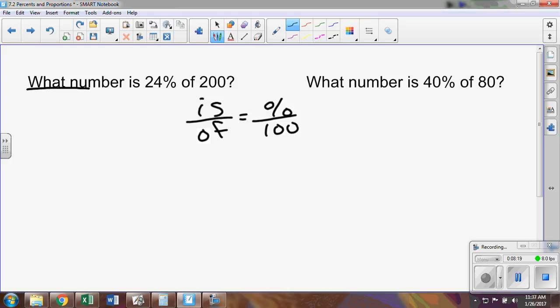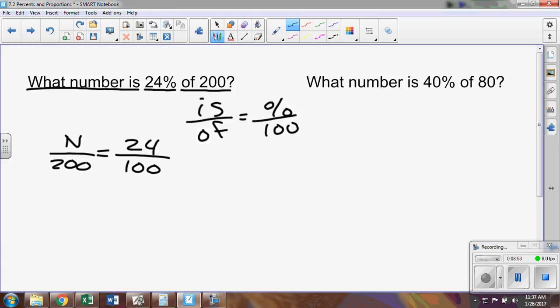What number is 24% of 200? And of course, the percent symbol has got to be tied to the number itself. Well, this tells us then: what number is 24% of 200. We can build our proportion, and of course we know how to solve these.